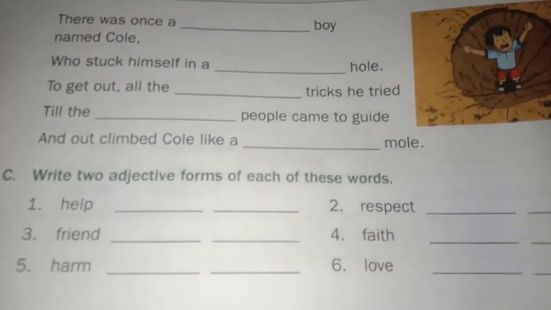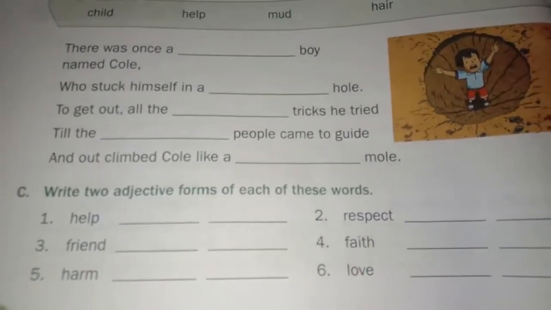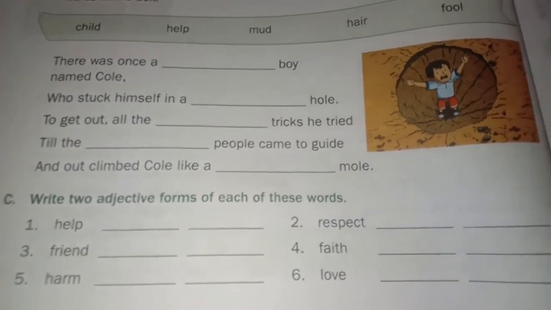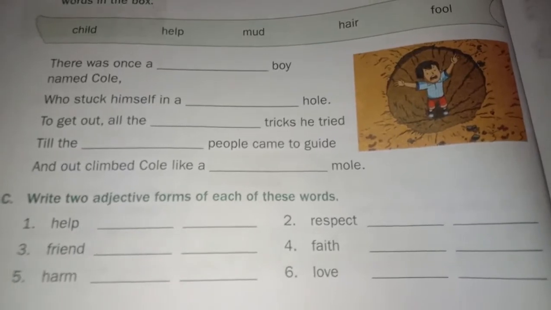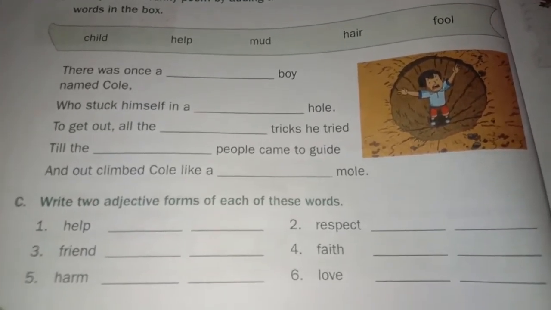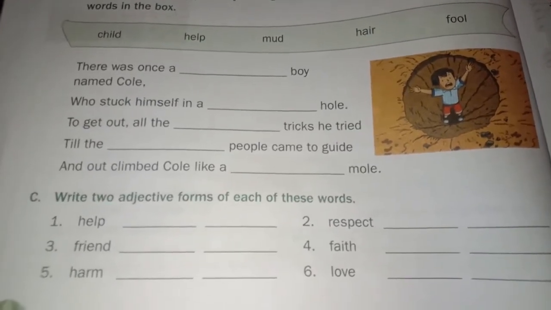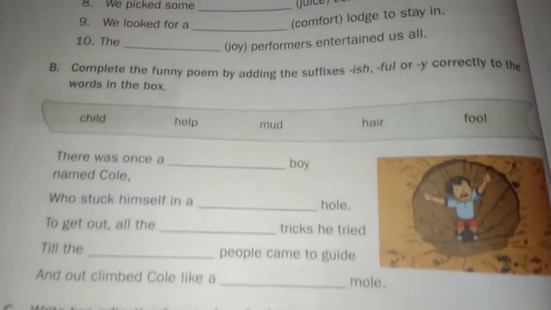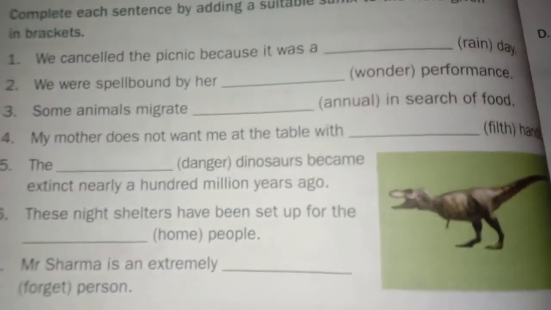Next one. Write two adjective forms of each of these words. Help, friend, harm, respect, faith, love. Write down two, like how you write help, helpful, helpless, friend, friendship. Like this you should write two words. Okay, children. Complete it. All these 3 bits you complete. Okay, children.